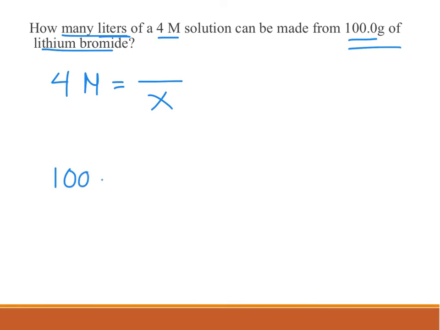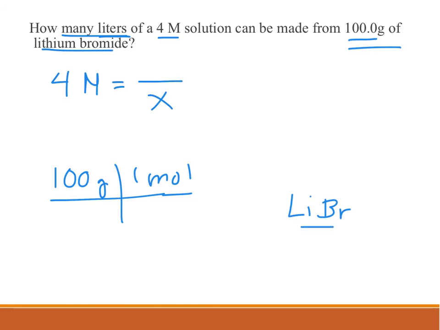So we need to take our 100 grams and change it into moles, and so we need to calculate our molar mass for lithium bromide. Lithium has a +1 and bromide has a -1, so it's just a 1-to-1 relationship in the formula. If you look up the molar mass for this compound using the periodic table, you find that it is 86.8 grams.